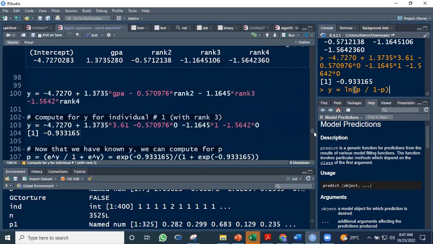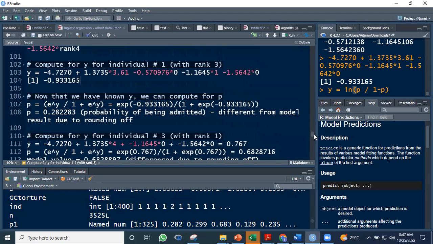But that can easily be solved. So ito, pinakita ko dito. How do we now compute for your p if we know y? Kasi we're not interested in the log odds ratio. We know the log odds ratio based on the model. Rather, we're interested in the probability that that person will be accepted, yung P natin. Okay, so, let me just, saan ako susulat?